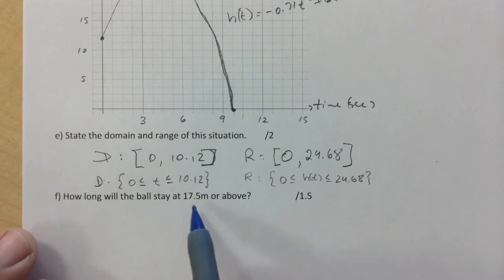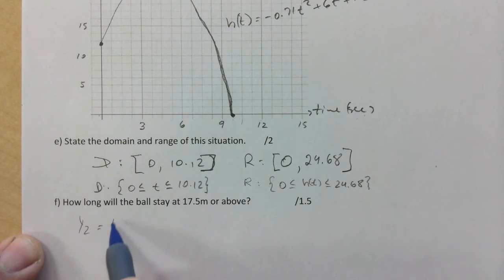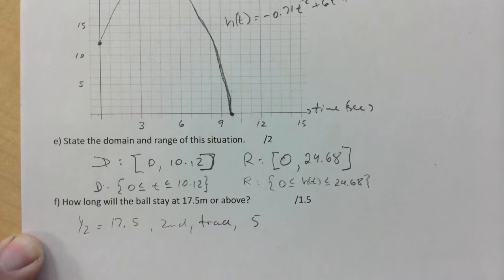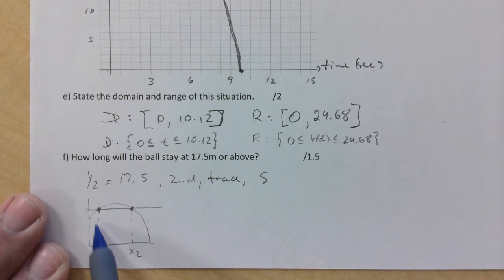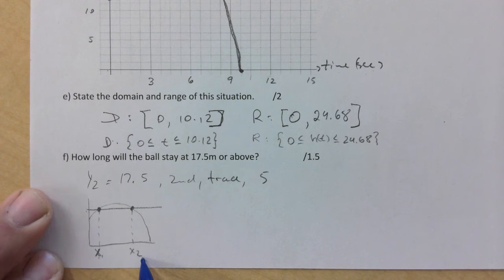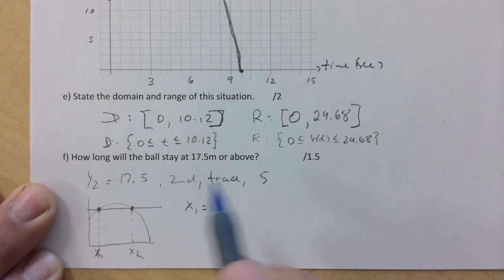How long will the ball stay 17.5 meters or above? Okay, so you let y2 equal 17.5. And we go second trace, 5, and it happens twice, right? So if you just want the visual, this is the 17.5 line, so it happens twice. So we need to find out, we call this x1, or time 1, and this is x2. Sorry, you can't see that, but there are two instances where you're hitting that height, so you want these two values, right?